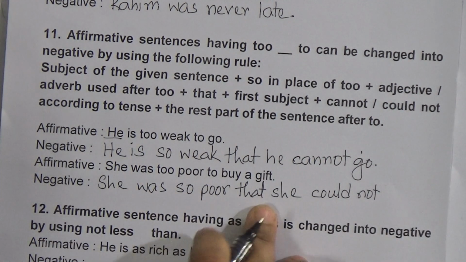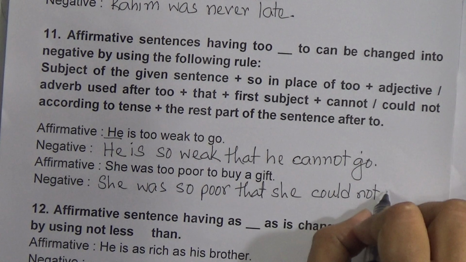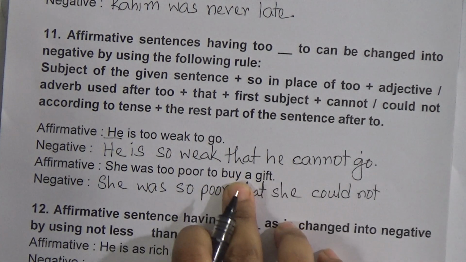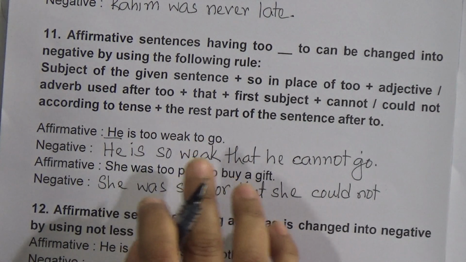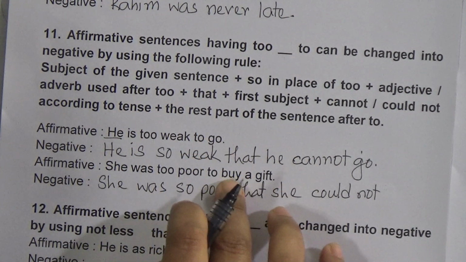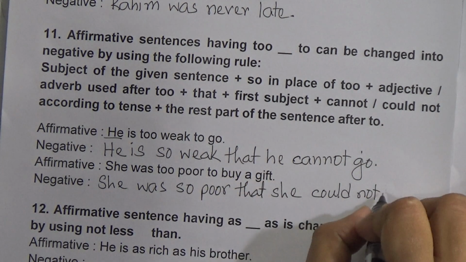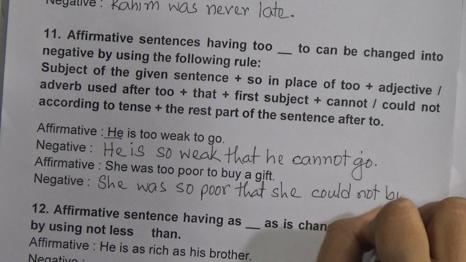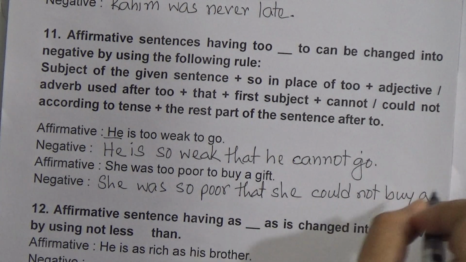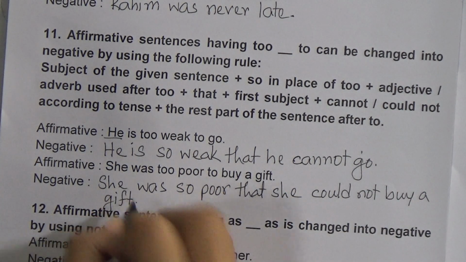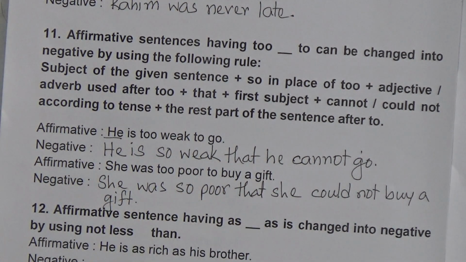She was so poor that she could not. Now the rest of the sentence, that means buy, we'll write the rest of the sentence after to. So what is given here? Buy a gift. So could not buy a gift. So she was too poor to buy a gift, and in the negative sentence it will be: she was so poor that she could not buy a gift.